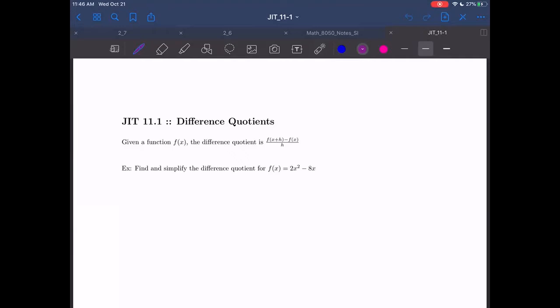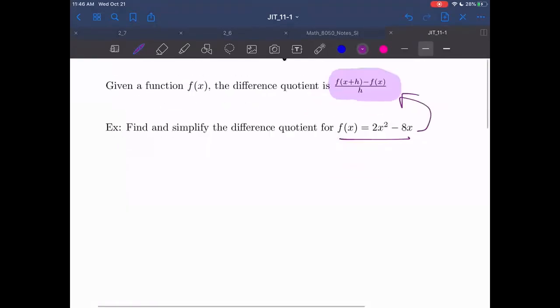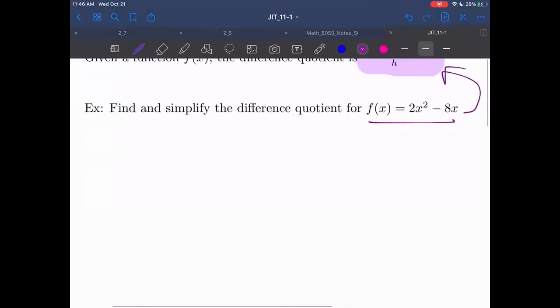Okay. So this one is looking at difference quotients. The difference quotient for any function is going to be this formula: f of x plus h minus f of x, divided by h. Anytime you're asked to find the difference quotient, you just need to take your function and plug it into this formula. Okay, so we'll do a couple of examples.